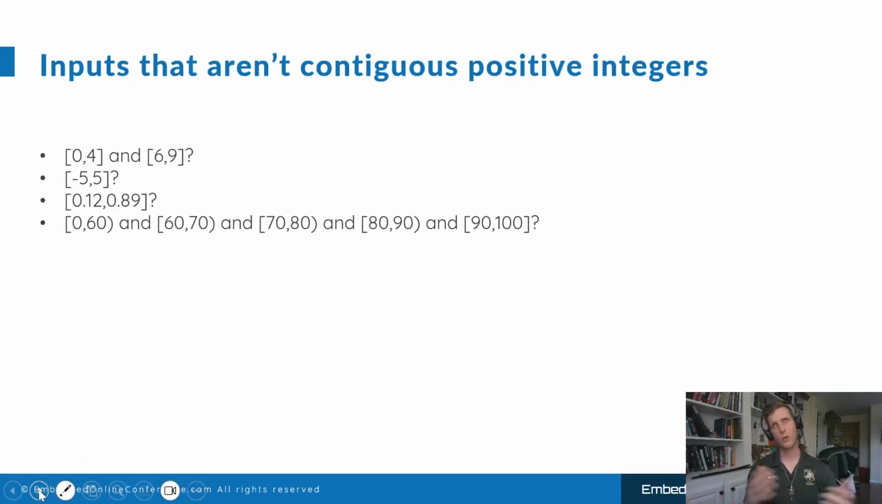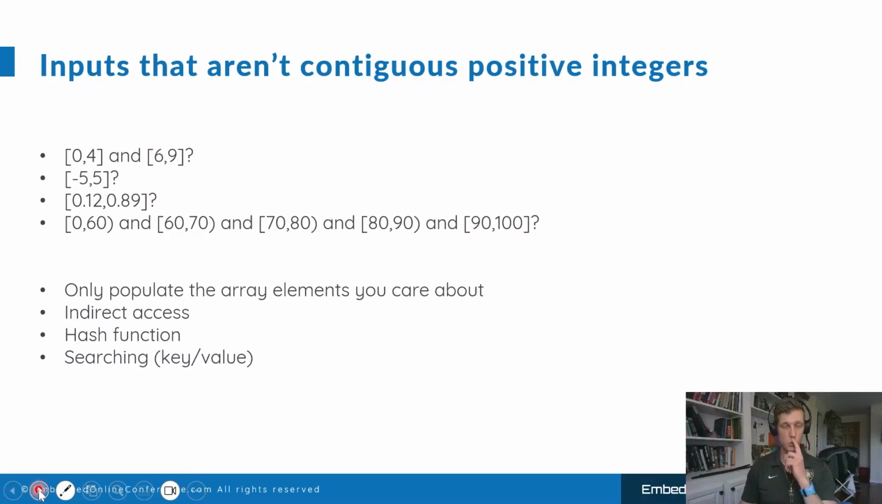Now, at this point, you might be saying, well, sure, but not all of my conditionals operate on contiguous positive integers, right? Some of them are negative numbers, some of them are floating point numbers. Sometimes they want the same value for a range of data. So what do I do then? I've got a couple solutions for you, and we'll discuss each one.